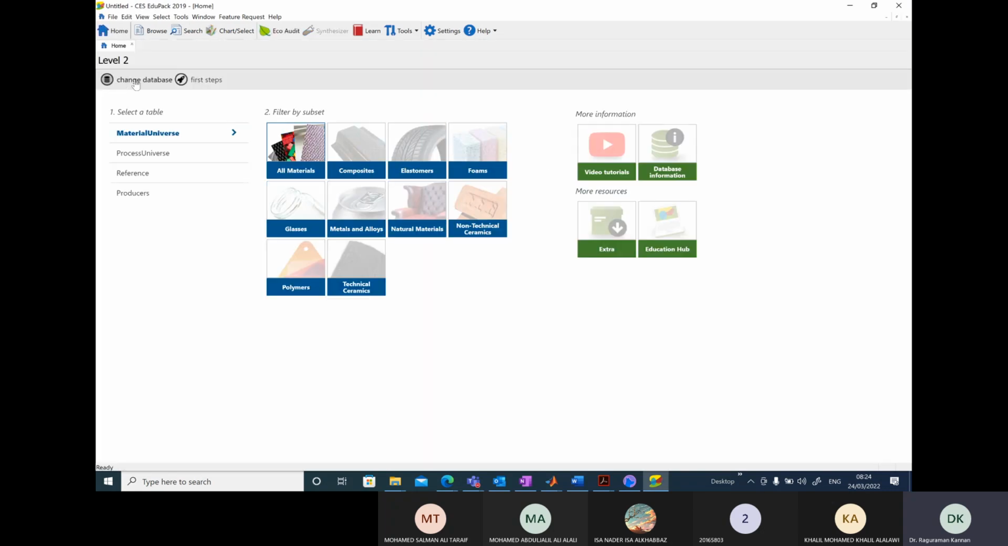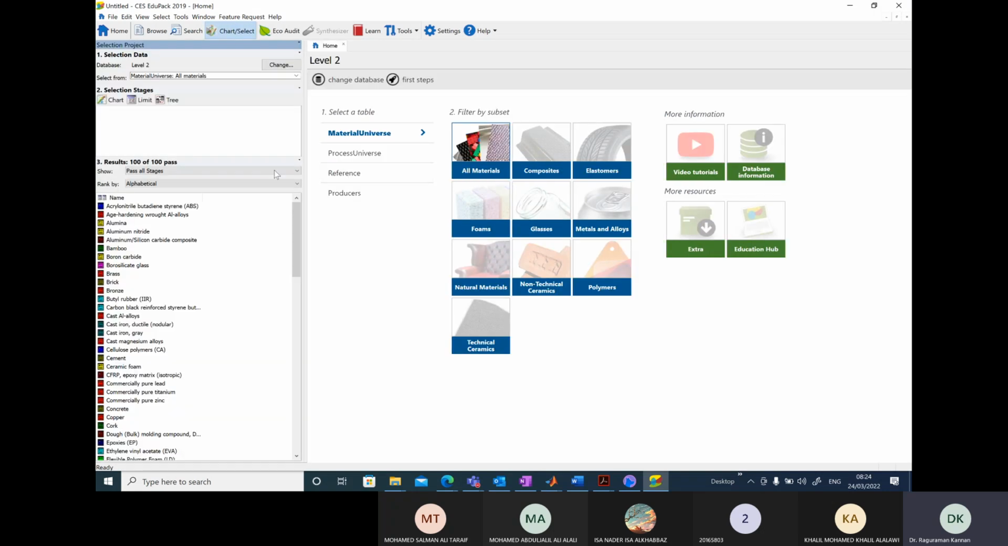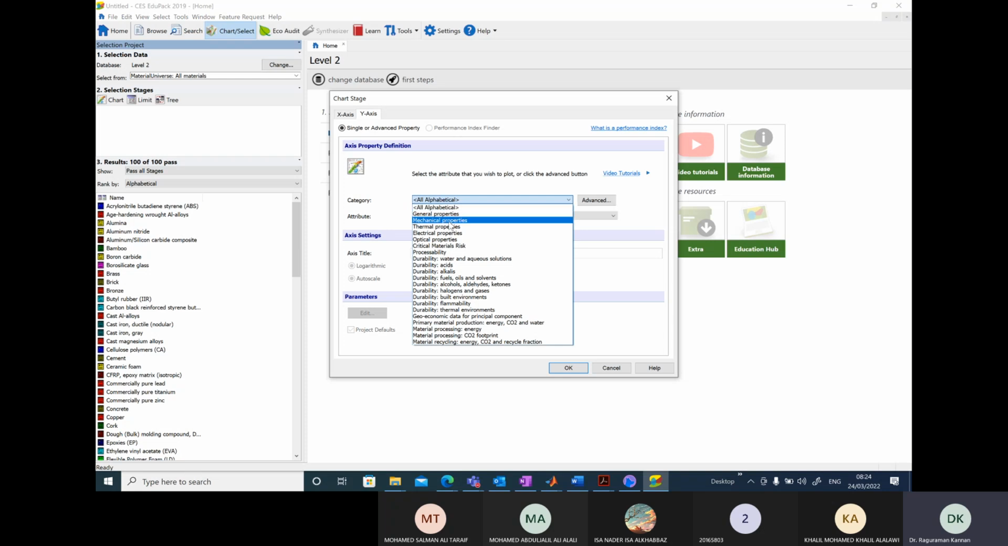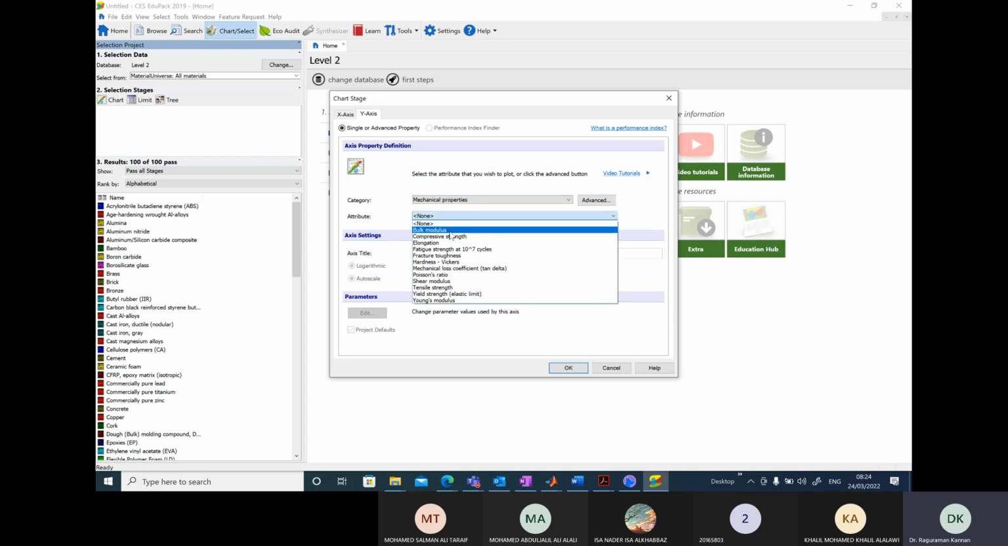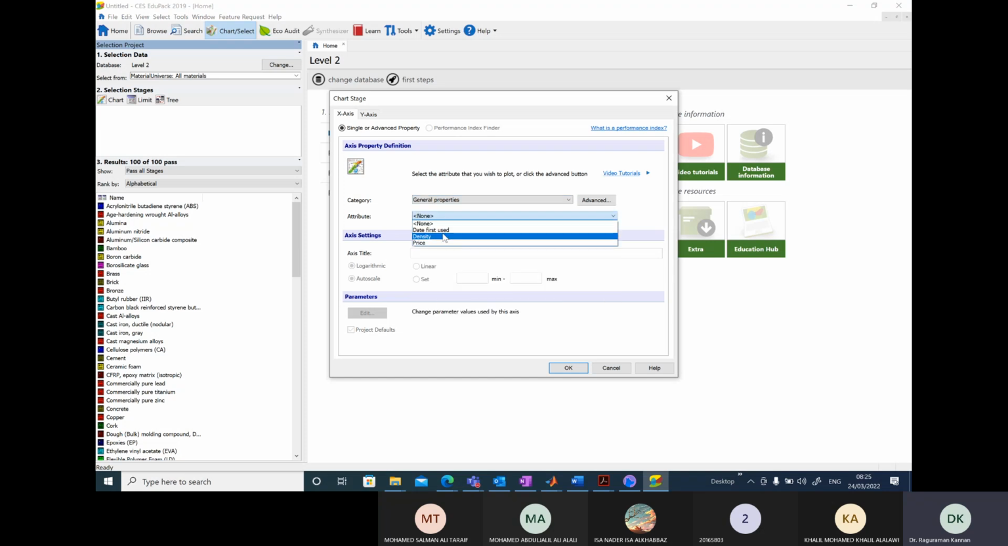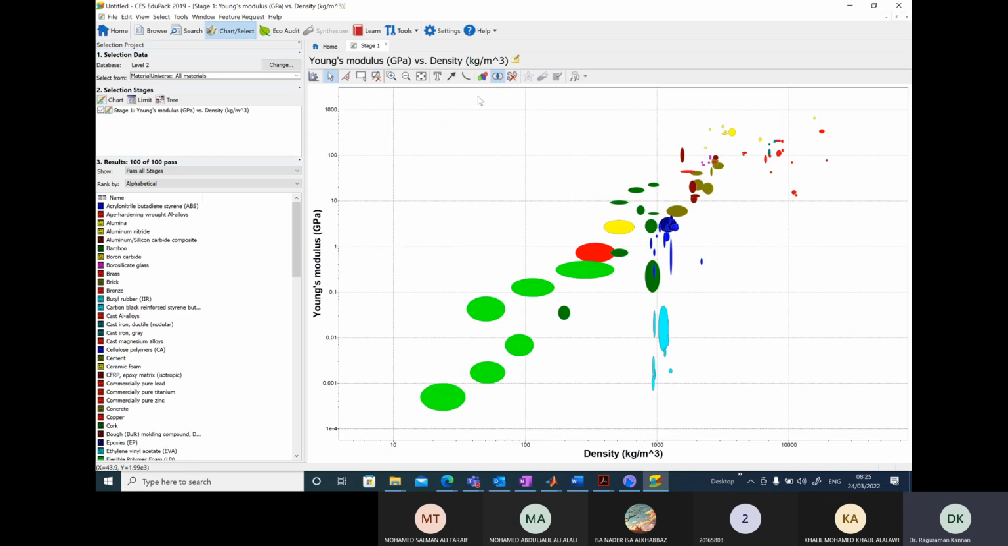Okay. So first let's draw a chart. Let's choose on the y-axis mechanical property, Young's modulus, and on the x-axis a general property, which is density. We want it on the logarithmic scale, and the limits are auto set for both the x-axis and y-axis. They are on logarithmic scale, not on the linear scale. So this is the diagram I get.